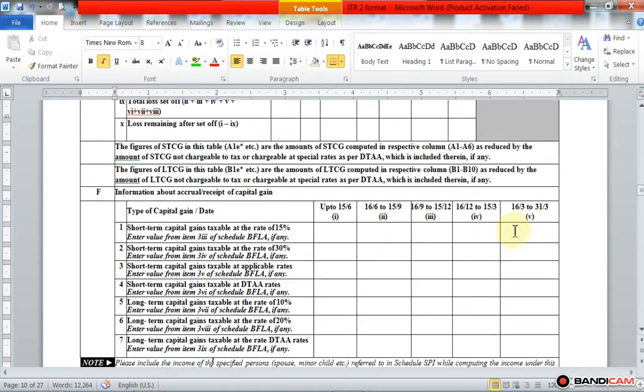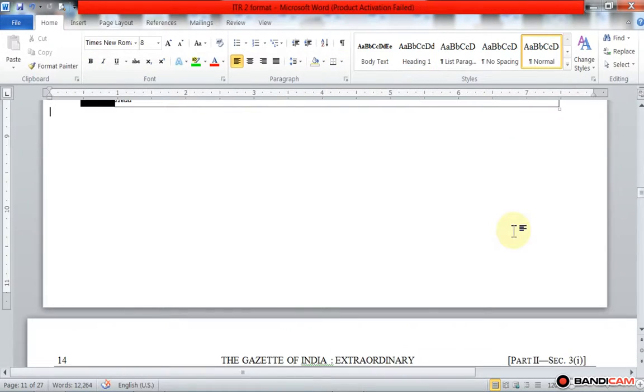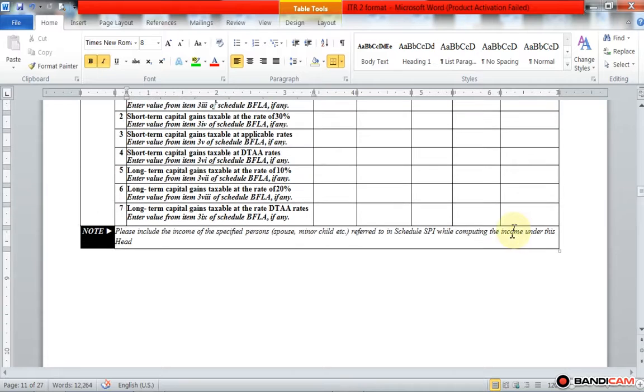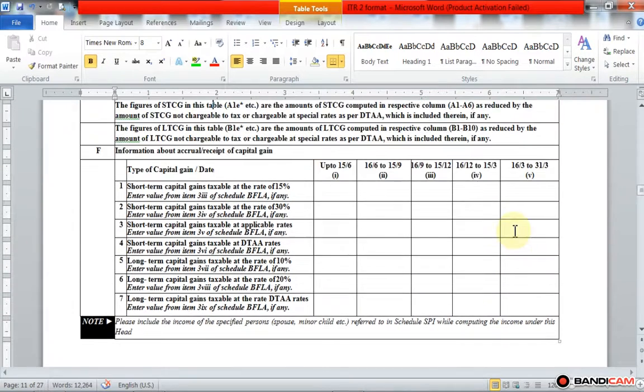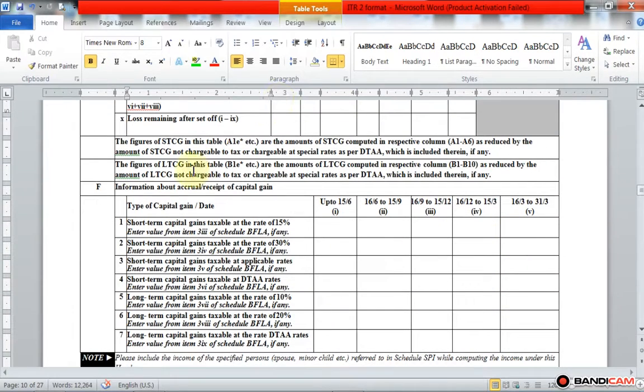Then point F is information about accrual receipts. Accrual receipt means outstanding receipts. So here, if there is an accrual receipt of capital gain, that is outstanding capital gain, then we fill this information if applicable to the assessee.